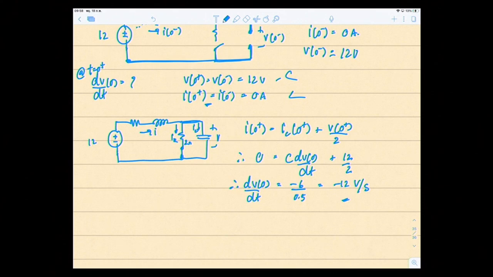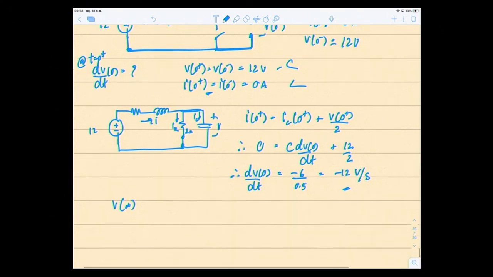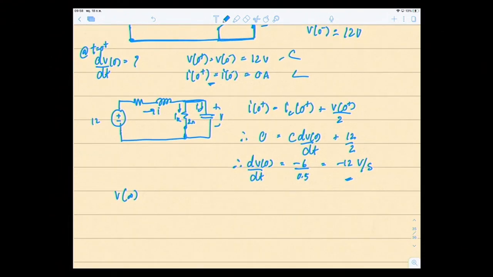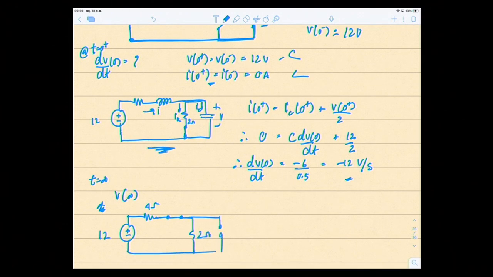Then find the final values. So V at infinity. What does the circuit look like at infinity? At t equals infinity, we have the plus minus 12 source. It's this circuit, but it has been like this for a long time, reaching steady state. So again, the inductor acts like a short, and the capacitor acts like an open. So this is V at infinity.